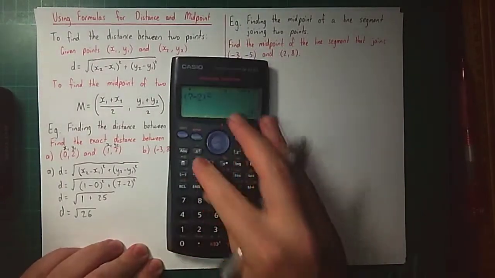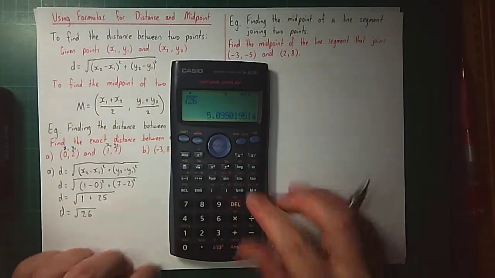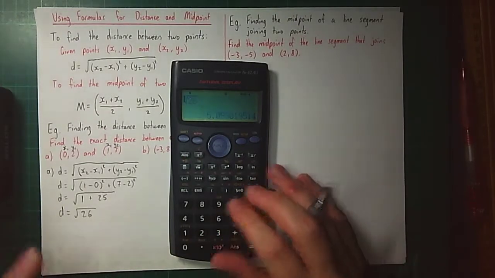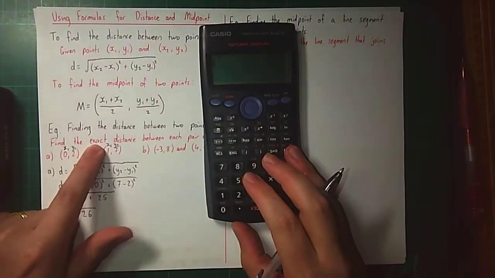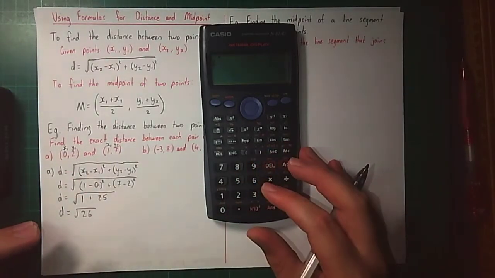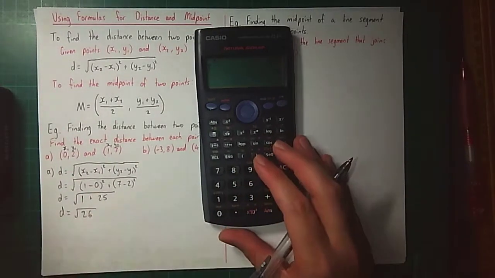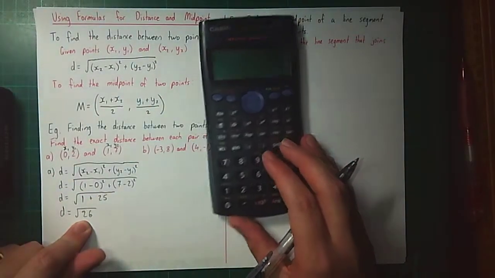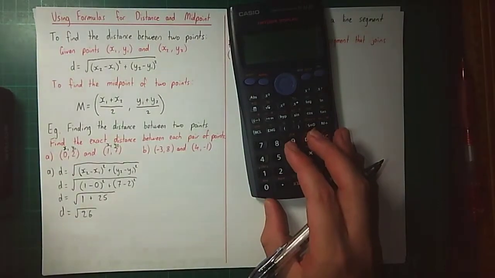Because you'll find that the square root of 26 is 5 point something or other. We can't use that because we're just finding the exact distance. When you're finding the exact distance, unless you can write it as a whole number, or you can write it to the exact amount of decimal places, you have to leave it in the root form. So we'll leave it as the square root of 26.